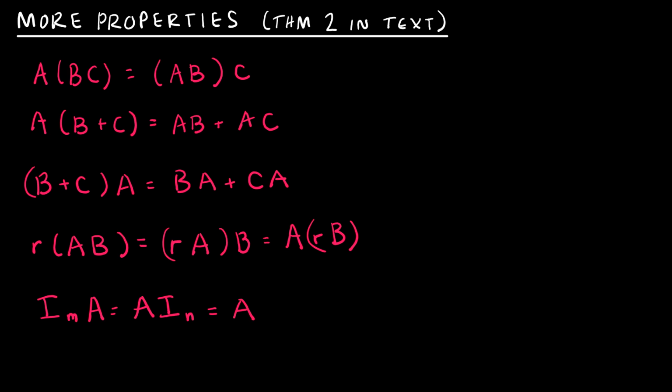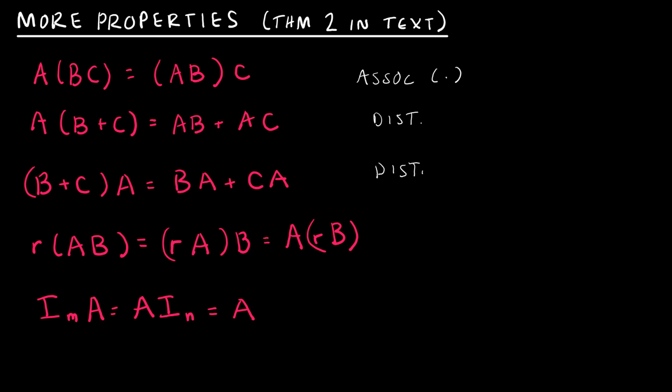Here are a few more properties for us, and I'm not going to go through any proofs for any of these properties. Again, they're fairly straightforward. The first one would require a proof, and your textbook goes through that, so I'm not going to. But essentially, this is the associative property for multiplication. The second is the distributive property, as is the third.